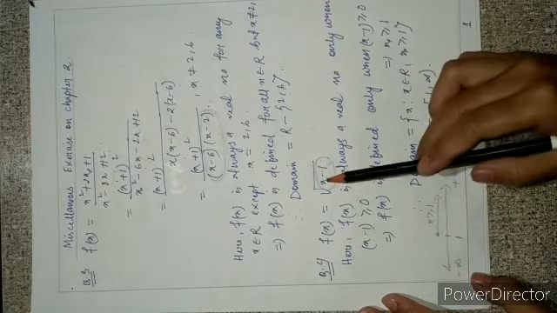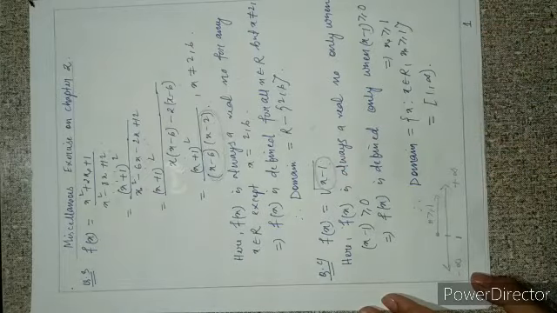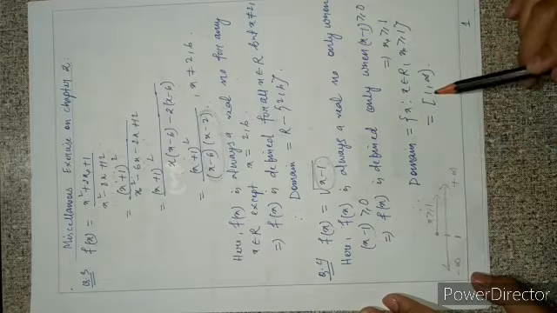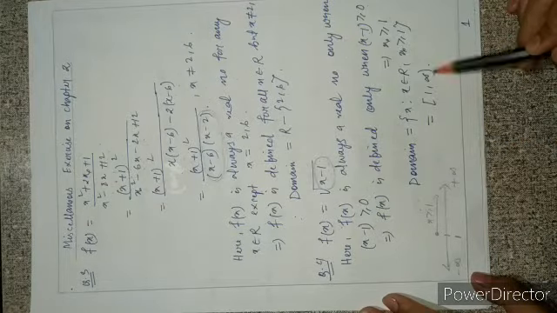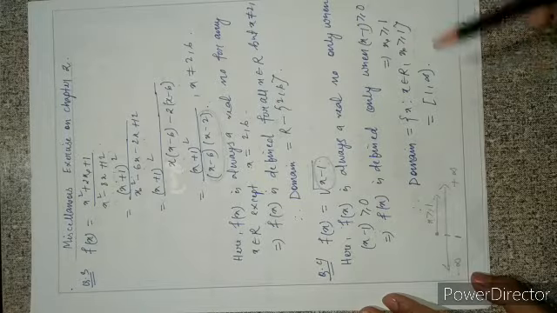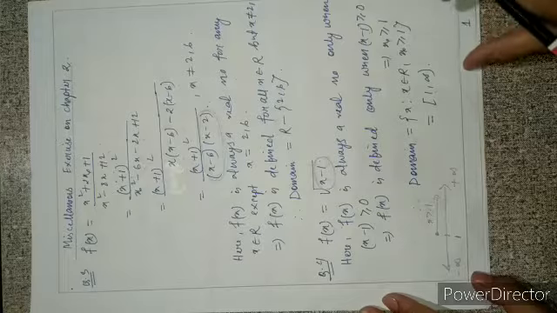When x is equal to 1, f of x is 0, root over 0 is 0, and 0 is a real number. So the domain is [1, infinity), which means any real number which is greater than or equal to 1 has an image.